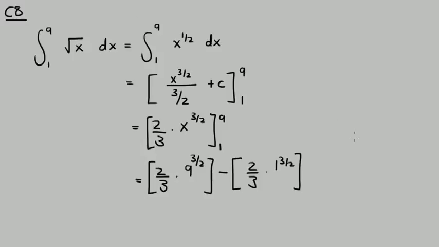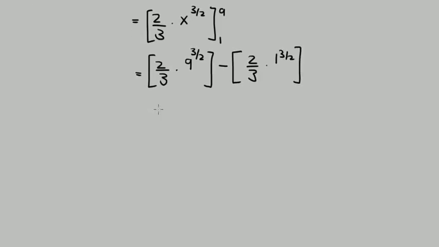So moving on from there, when we fill in our 9, we're going to get 18 for the first bracket. We're going to get minus 2 over 3 for the second. So our solution is going to be 52 over 3. Moving on to question 11.